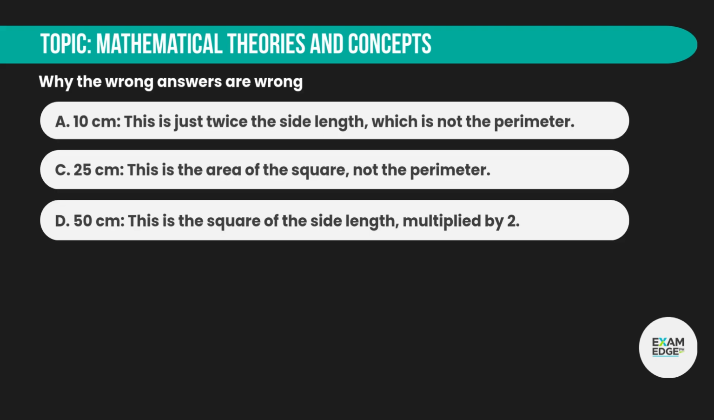Why the wrong answers are wrong. A. 10 centimeters. This is just twice the side length, which is not the perimeter. C. 25 centimeters. This is the area of the square, not the perimeter. D. 50 centimeters. This is the square of the side length, multiplied by 2.